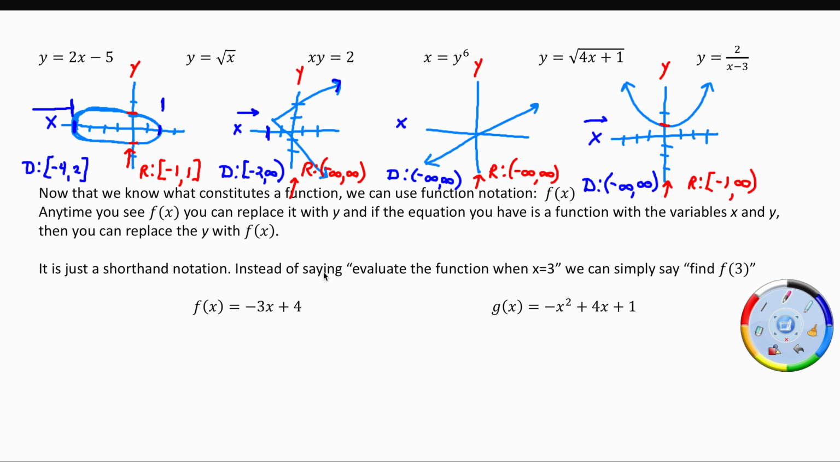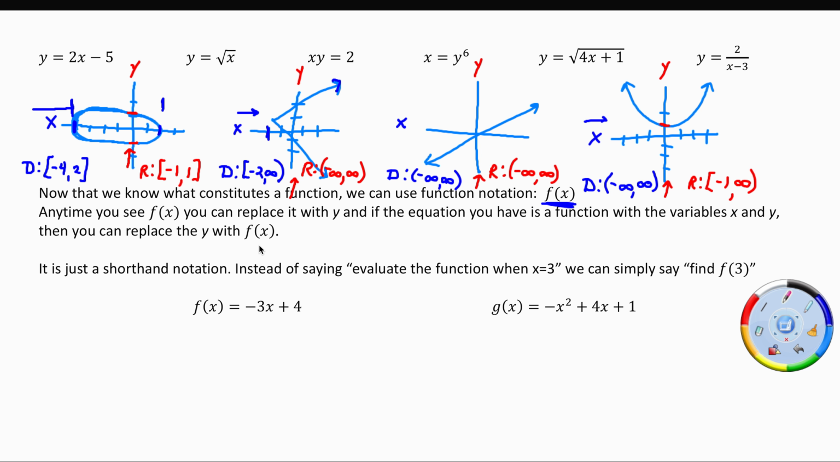Okay, now that we know what constitutes a function, we can use function notation. So this is our function notation, f of x. Anytime you see f of x, you can replace it with y. And if the equation you have is a function with the variables x and y, then you can replace the y with f of x. You cannot replace a y with f of x arbitrarily, but if you determine it's a function, then you may. But anytime you see f of x, you can replace it with y.